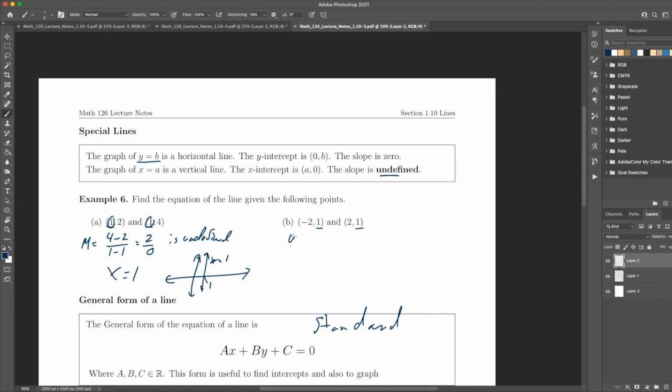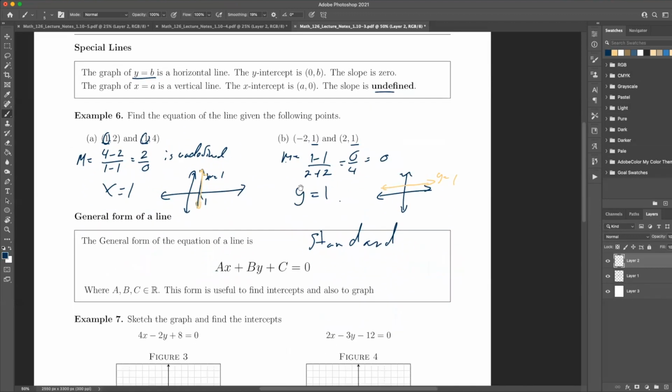Here, if I did this, pretending I didn't know it was a horizontal line already, I'd have 1 minus 1 over 2 plus 2. So this would be 0/4. So this is equal to 0. Once you see that's a 0, you just say y equals 1, whatever that repeated value is. And if I just graph this one, this would be my line. Let me draw my lines in a different color. So you see, there we go. This is y equals 1. So it's just a nice flat line.